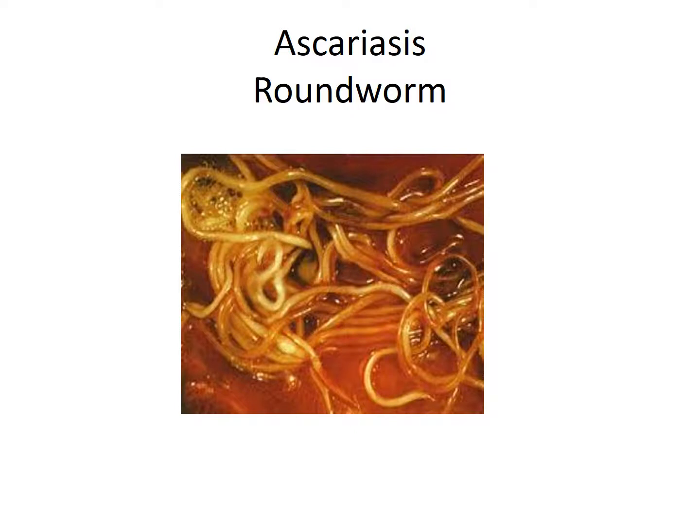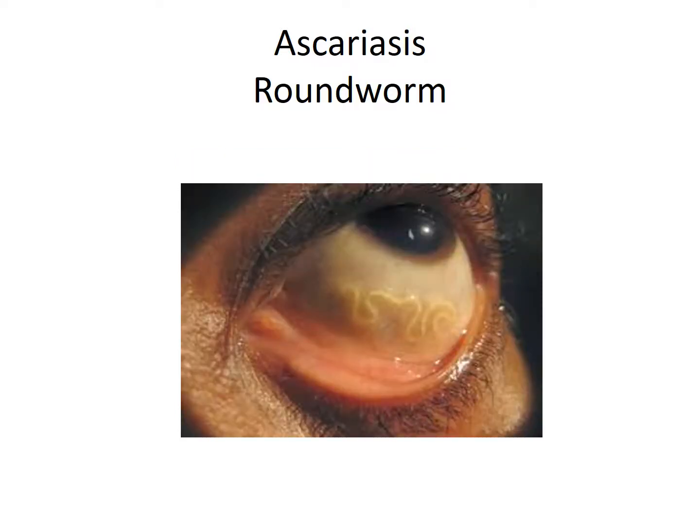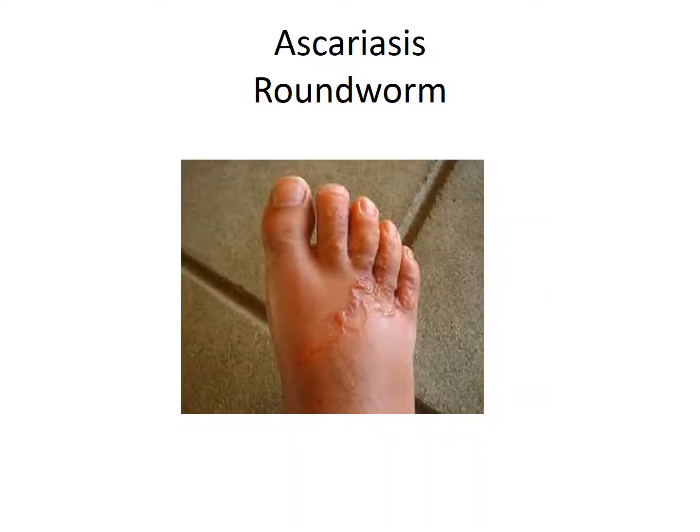And this is just a picture of the roundworms and kind of what they look like. I'm not quite sure if this was intestinal or if this might have been in the belly, but here's what they kind of look like. Here you can see the worm actually, because like I said, it hits the circulatory system. You can actually see this worm in the individual's eye. And in this picture you can see the worm right across the top of this individual's foot.